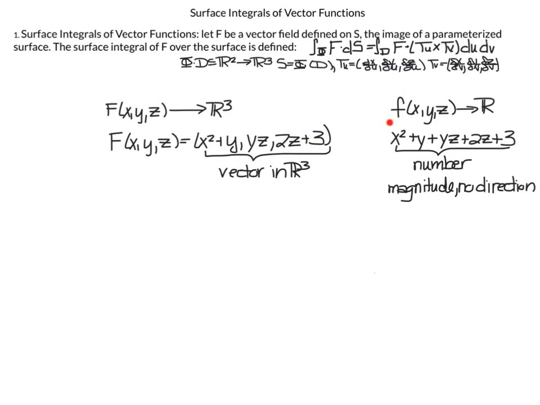A scalar function, on the other hand, which we always denote with a lowercase f, maps to a real number. You can have x's and y's in your mapping, so f of x, y, z can equal something that has x and y terms, but they all get added together. So in the end, you just have a number: a magnitude, no direction. Our last video talked about surface integrals of scalar functions. This video will deal with vector functions.